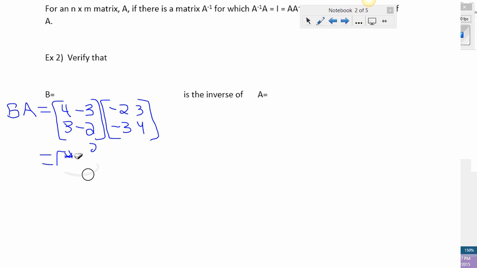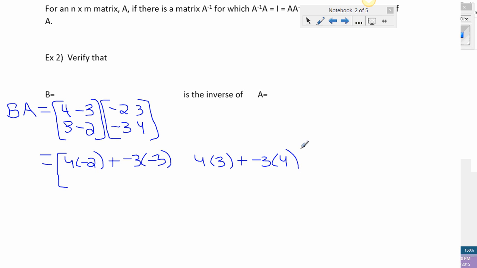It's not like me today. Four times negative 2 plus negative 3 times negative 3. And then 4 times 3 plus negative 3 times 4. Second row, first column, 3 times negative 2 plus negative 2 times negative 3. 3 times 3 plus negative 2 times 4.